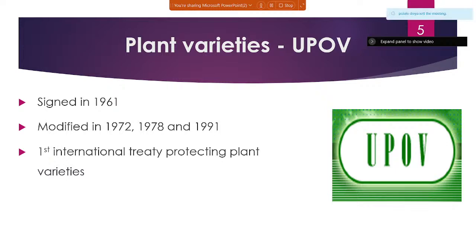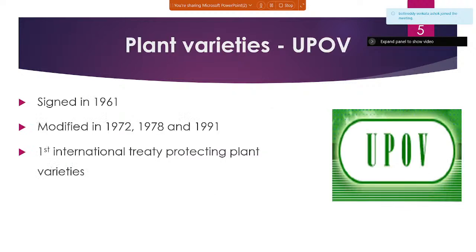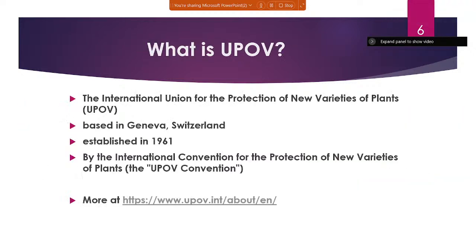UPOV was signed in 1961 and then it was modified in 1972, 78, and 91. This is the first international treaty protecting plant varieties, so that's why it might be important. What is UPOV? The International Union for the Protection of New Varieties of Plants. This is based in Geneva, Switzerland, established in 1961. Here it's already written. The International Convention for the Protection of New Varieties of Plants is called the UPOV Convention.